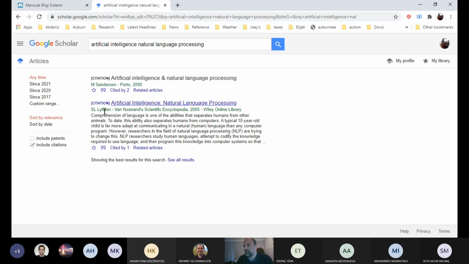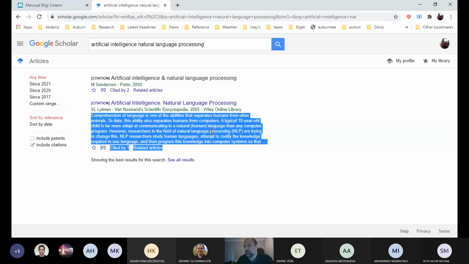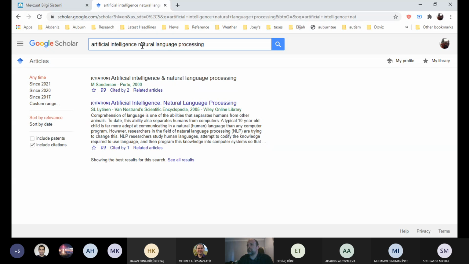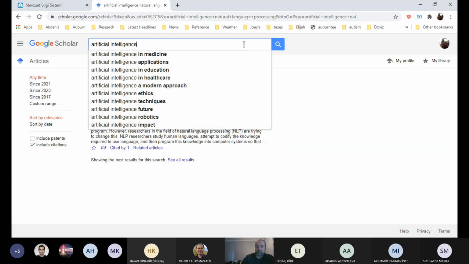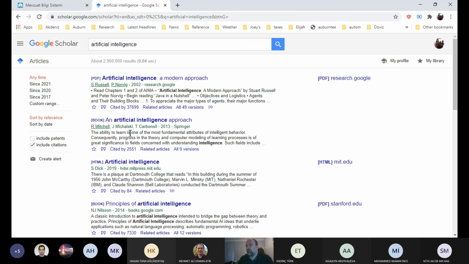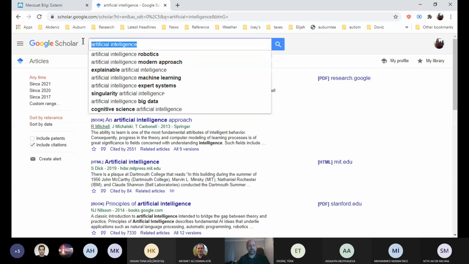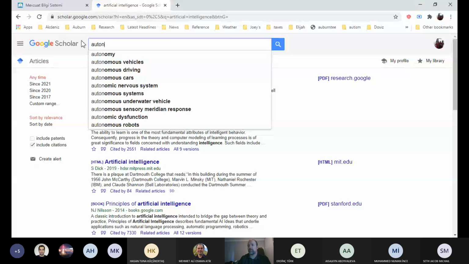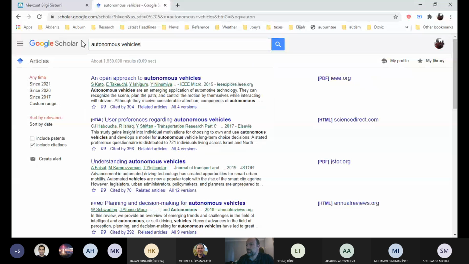So what you can do is look through this and see a portion of the abstract here. So just take off the natural language processing part and just say artificial intelligence. That should give us a whole lot more, right? And notice that some of these will give a PDF where you can actually go ahead and download the PDF itself and start reading it. Another one, let's see, autonomous vehicles, right? That's another fun one.